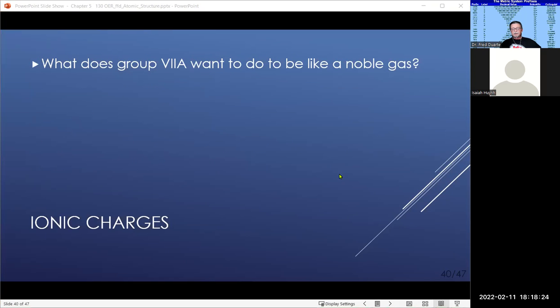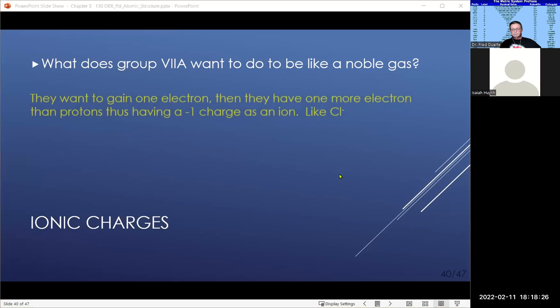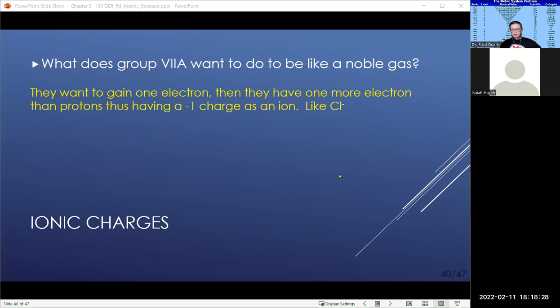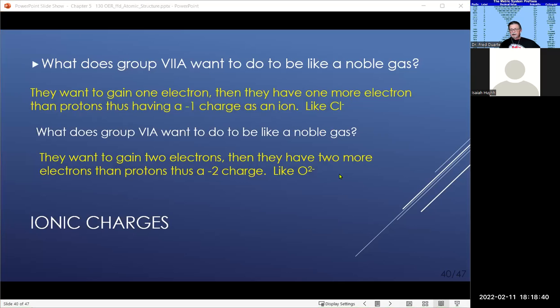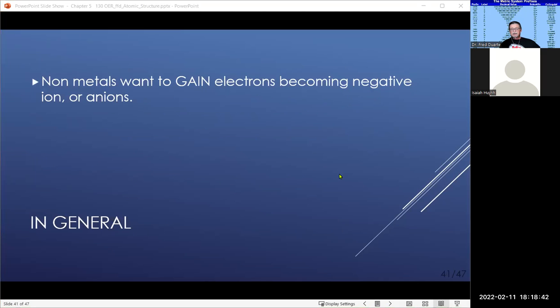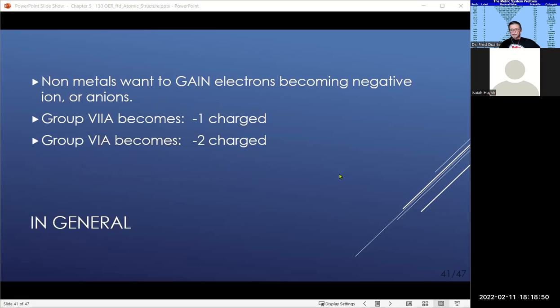All right, group 6. They're going to gain electrons. And then group 7 wants to pick up 1 electron. Group 6 wants to pick up 2 electrons, just the rehash of what I just mentioned. And all of these are the nonmetals. Nonmetals want to gain electrons. I'll summarize all this here in a second.